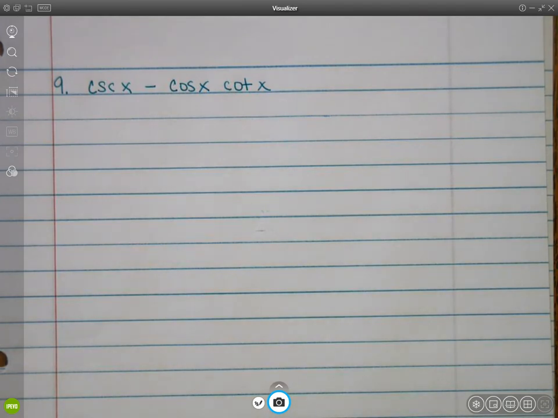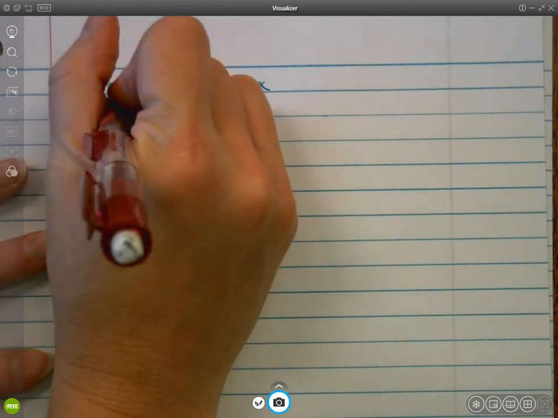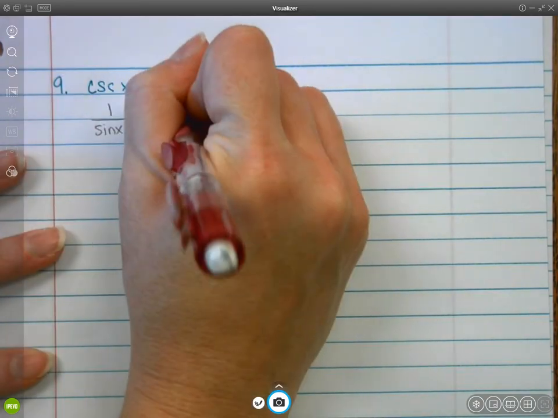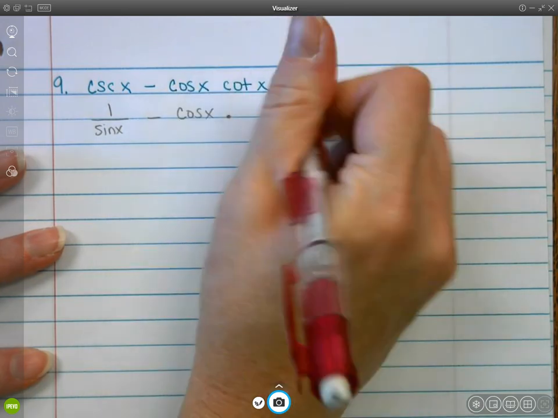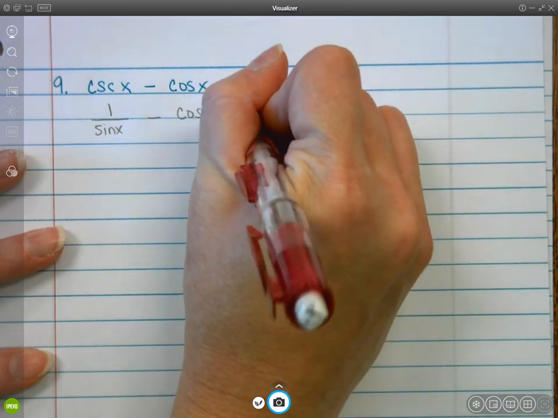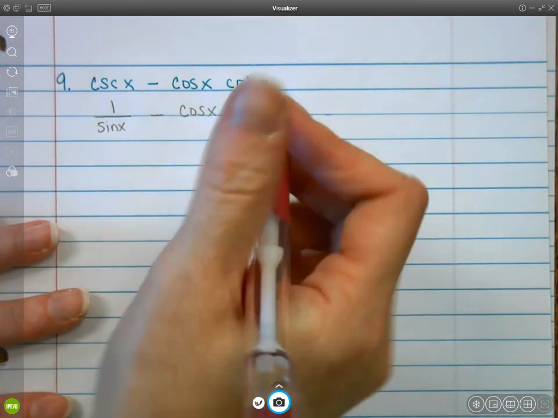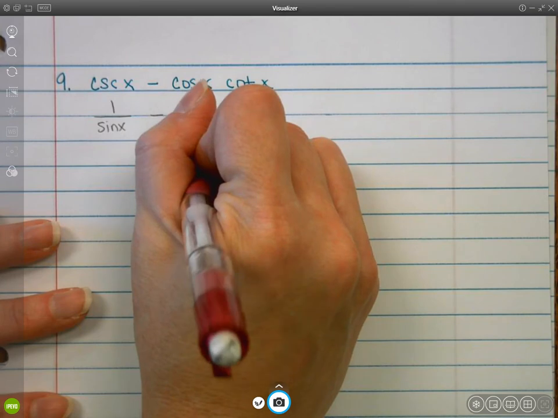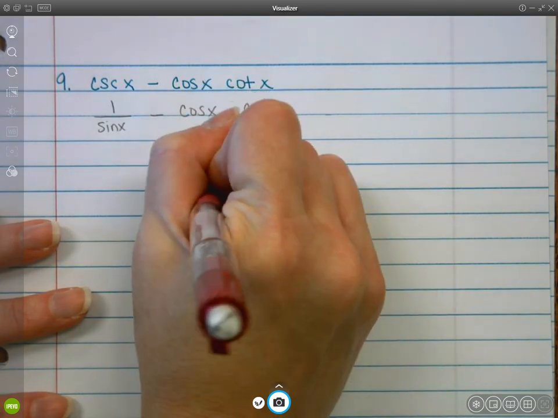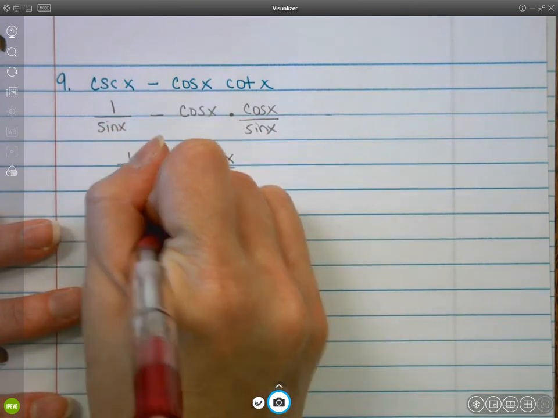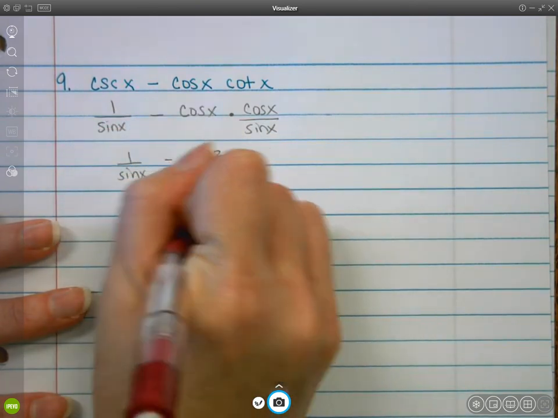Okay, so here we go. Again, step 1, change everything to sines and cosines. So we can replace cosecant with 1 over sine. Leave cosine alone. Understand it's being multiplied by this cotangent, which we can call cosine over sine. So if we call this cosine squared over sine, this one actually already has a common denominator, so we can just squish it to say 1 minus cosine squared over sine.